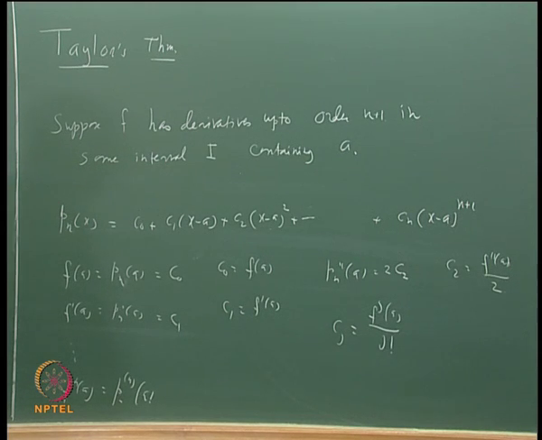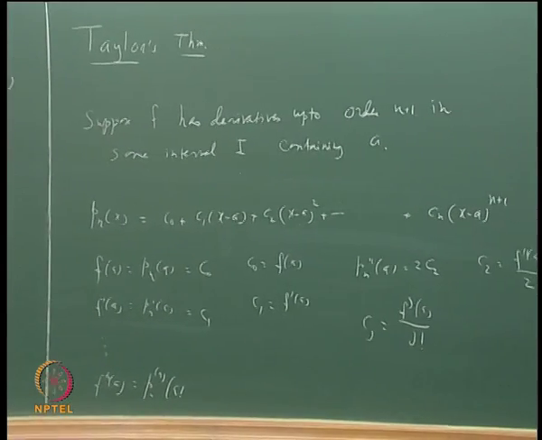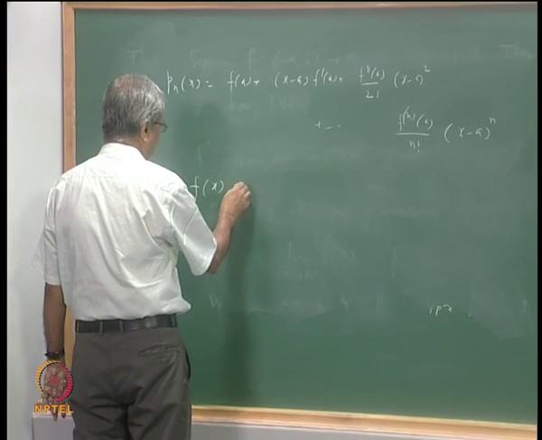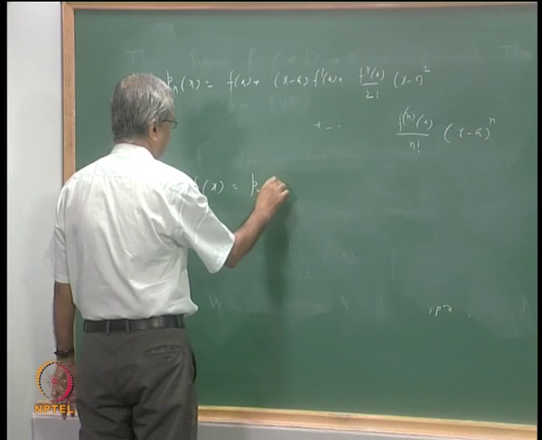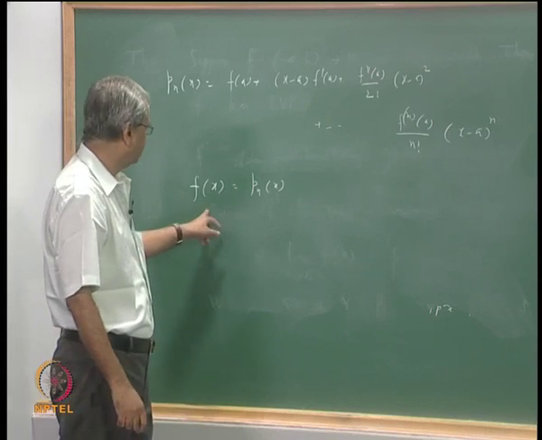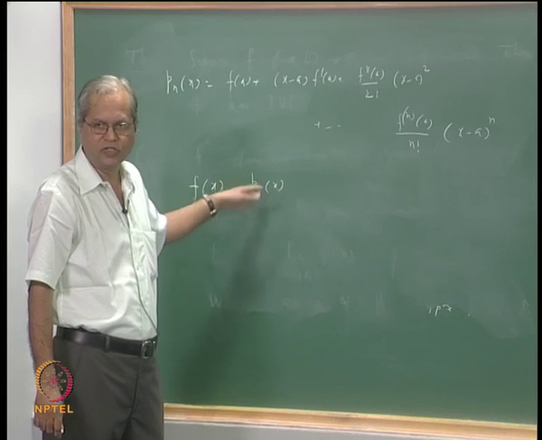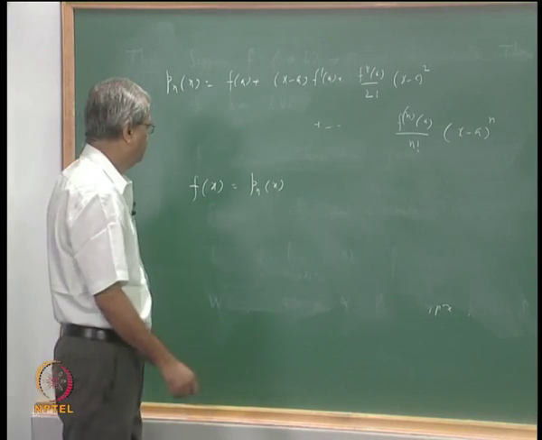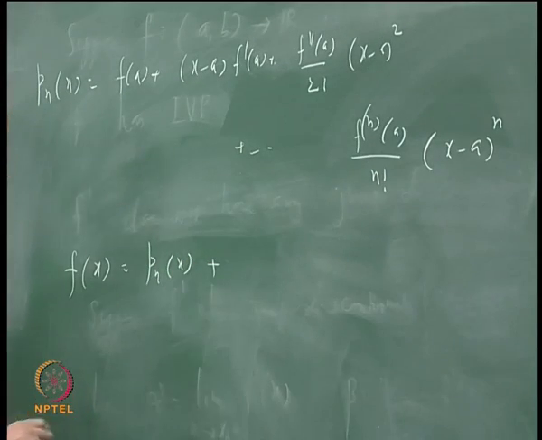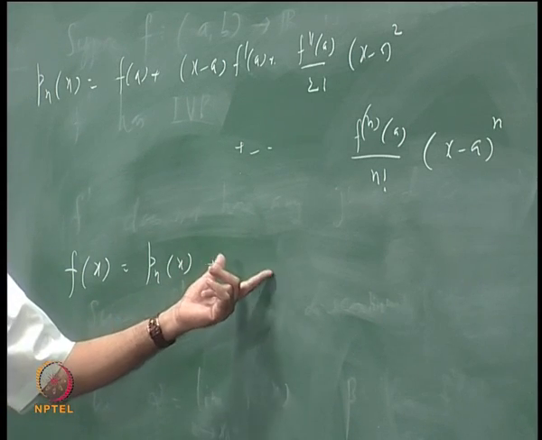Now how does one do that? Suppose I want to write the difference in this way: f(x) is equal to Pn(x) plus some term here, because we do not expect that f(x) will be equal to Pn(x) for all values of x, unless f itself is a polynomial of degree n. The difference will also depend on what x is.